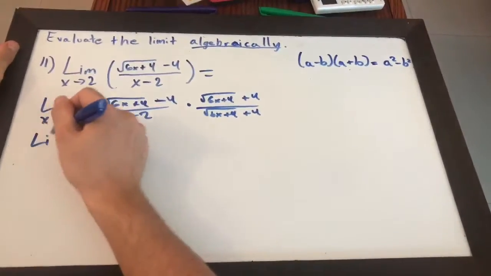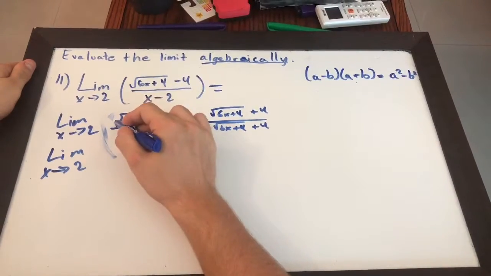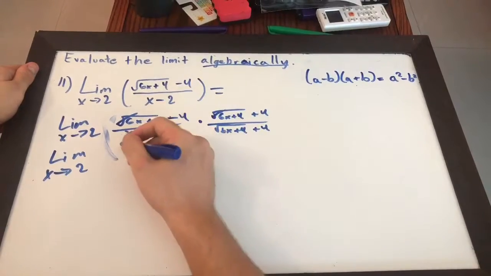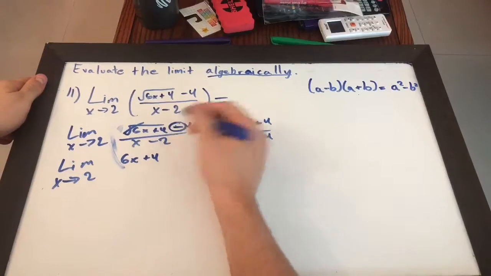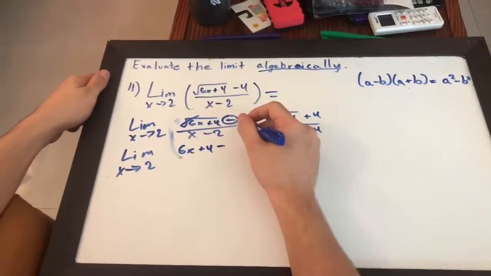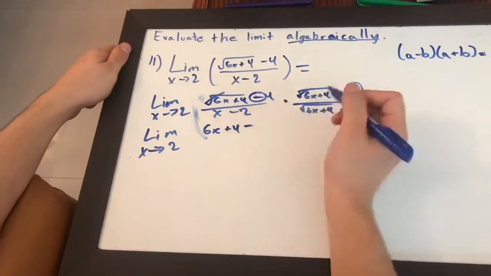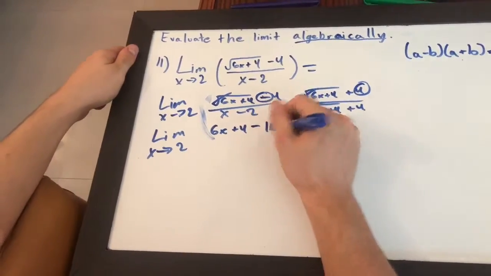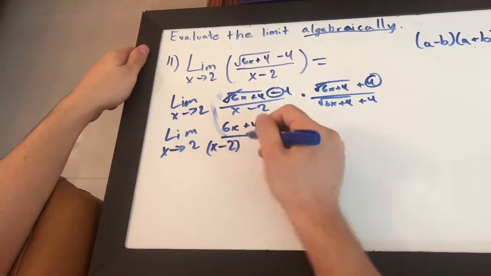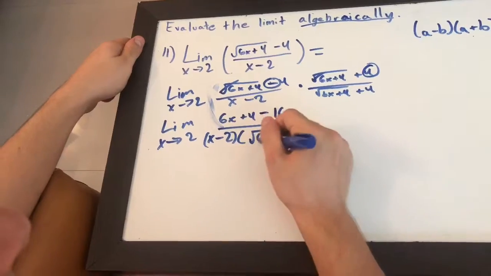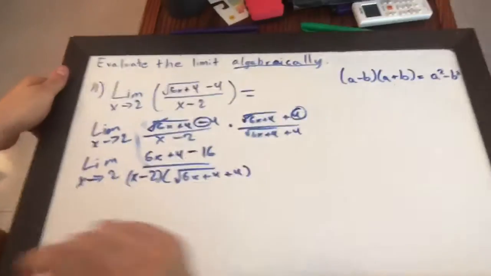So we rewrite the limit as x approaches 2. As we can see, we canceled the square root, so we get 6x plus 4. We always take the negative sign, and in this case square the b, which is 4, so we get 16 over x minus 2, which we don't even need to multiply times the square root of 6x plus 4 plus 4. Just add it to the equation for now.